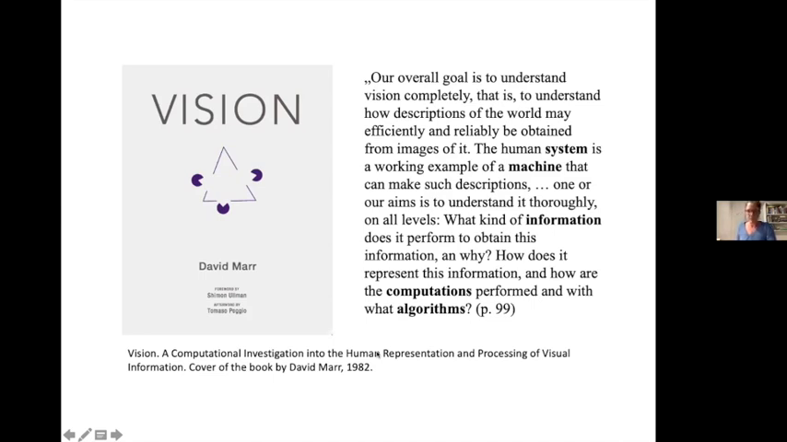So I have three parts in my talk. The first part is on Marr's idea of vision. The second part is a short idea on the disorder of machine vision and the phenomenology of machine vision. And then in the third part, I will discuss a little bit the question of the analogy of vision and machine vision.